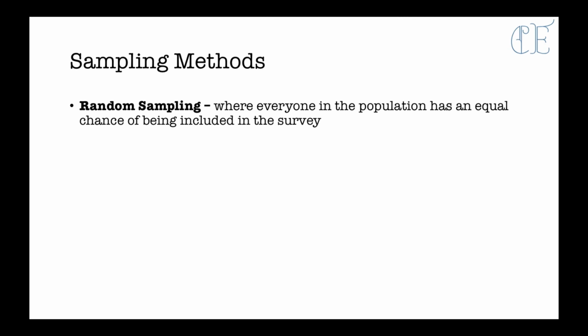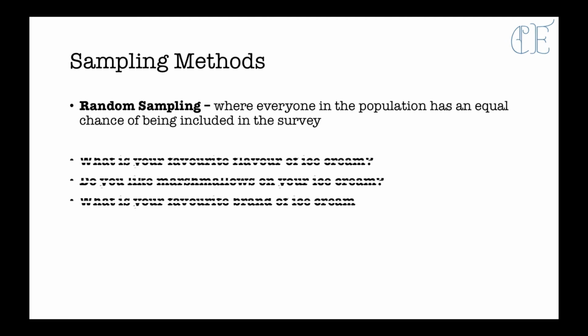So random sampling is where everyone in the population has an equal chance of being included in the survey. So it's kind of like a pick your name out of a hat type of thing, except I'm sure they're using a computer. I doubt they would have a giant hat with everybody's name in it from England or wherever. Okay, so for example, what is your favorite flavor of ice cream? Do you like marshmallows on your ice cream? What is your favorite brand of ice cream? Okay, so you would choose random people within the population because most people do like ice cream.